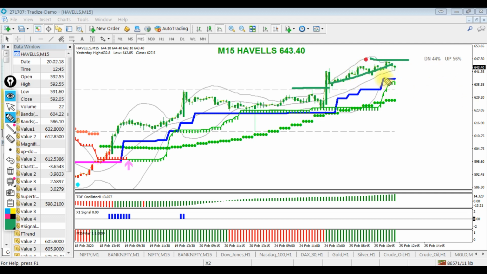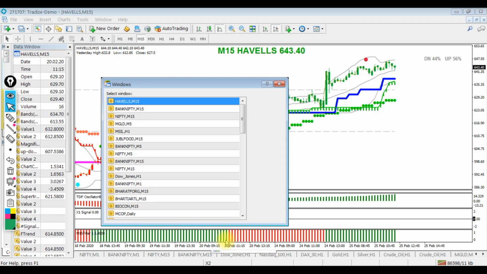So observe this chart. Try to trade only pullbacks. Try to buy only pullbacks. Do not buy if there is a big gap up tomorrow morning. It's a strong stock in this market. In this falling market, it's a strong stock. And next one is SBI.